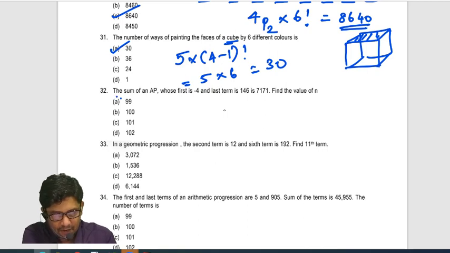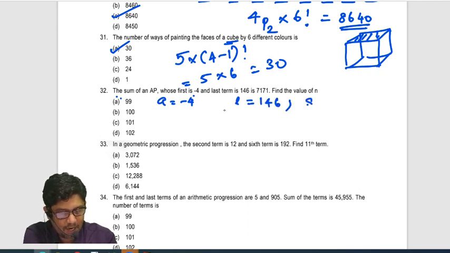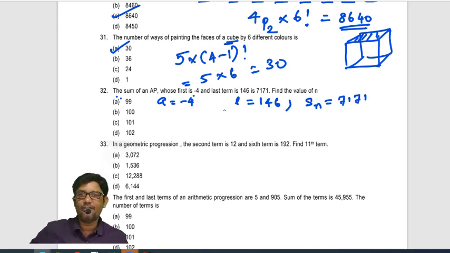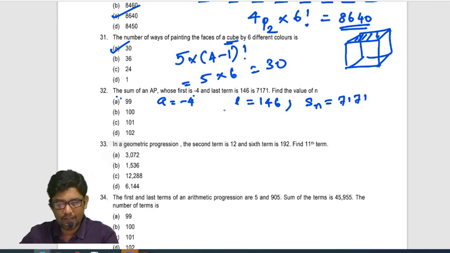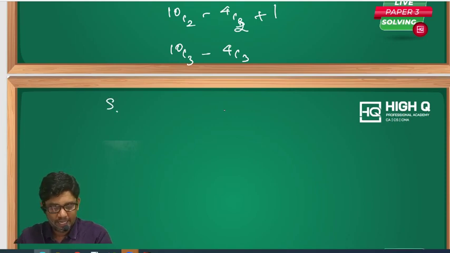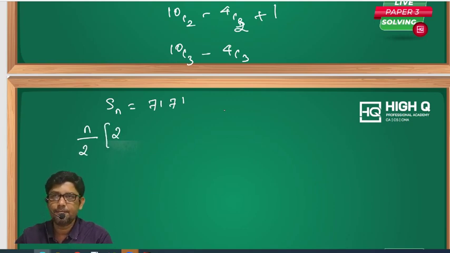The sum of an AP whose first term is minus 4, last term is 146, and sum of n terms is 7171. These are the given information, my dear. Now tell me, Sn is 7171. What is the formula? n by 2, 2a. What is a?